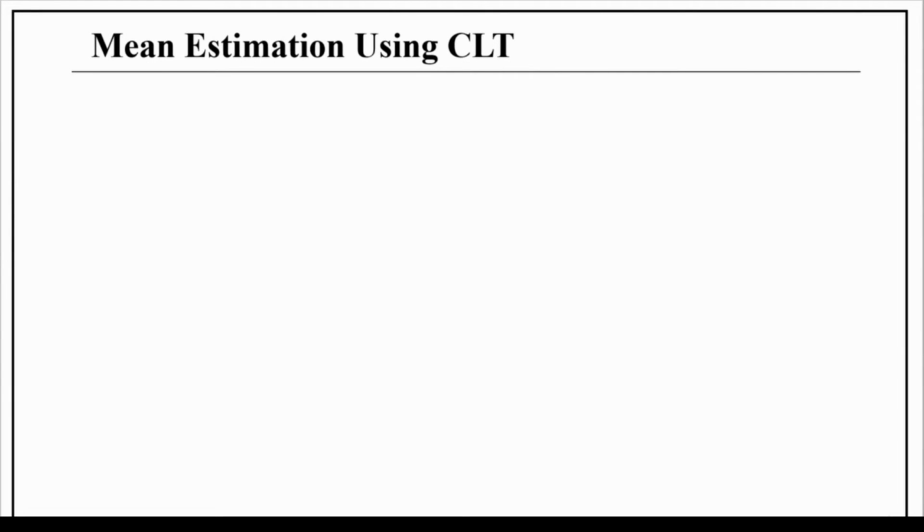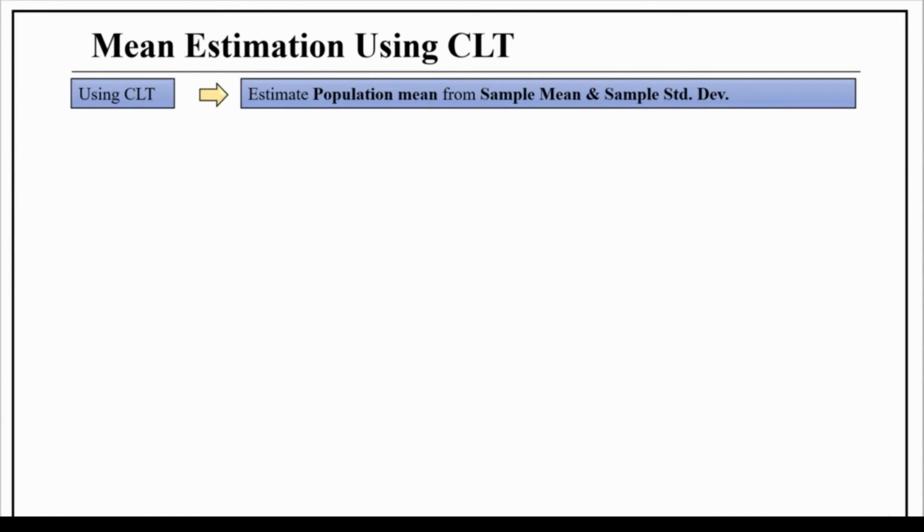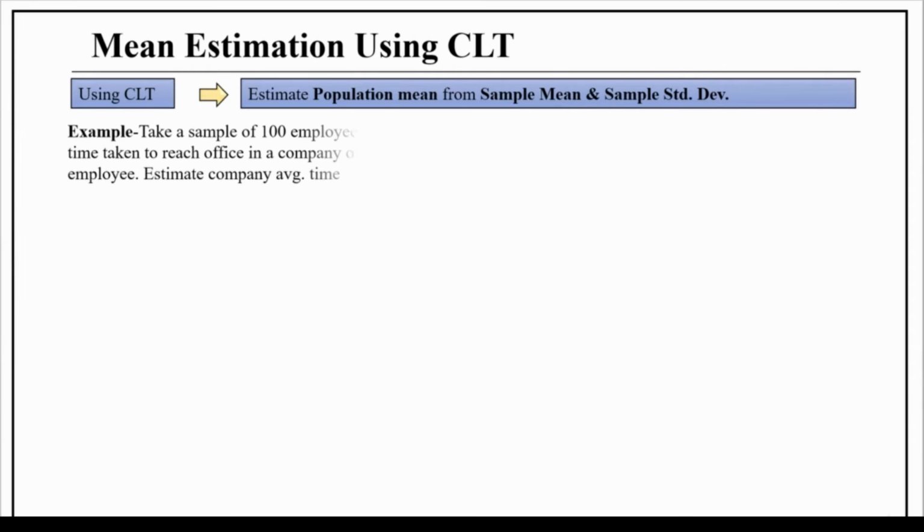Hello friends, welcome again. In our last session, we understood the basic concept of sampling distribution and CLT theorem. And in this session, we will learn about application of these concepts. We now know that by CLT theorem, we can estimate population mean from sample mean and sample standard deviation. Let's take an example to understand it more properly.